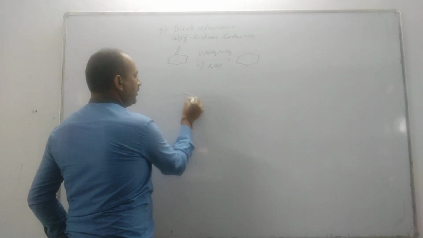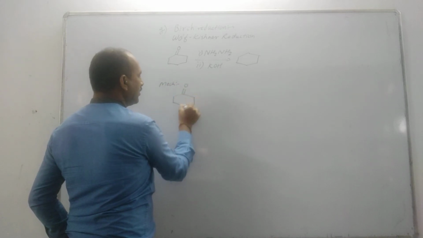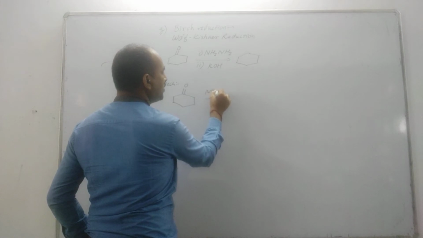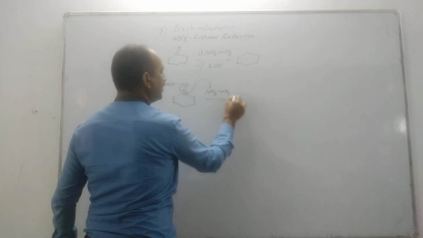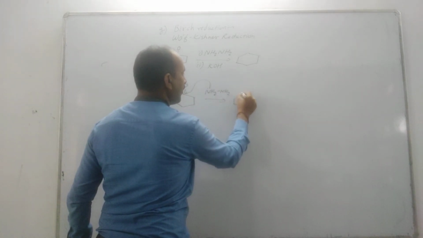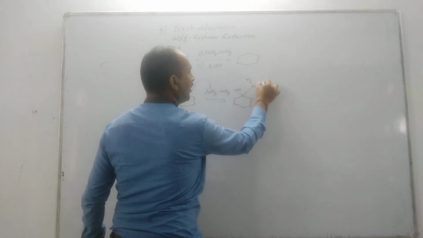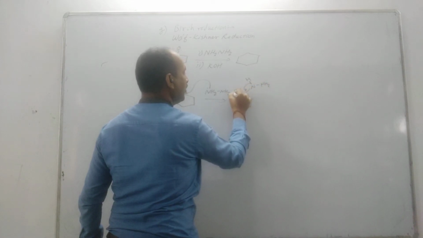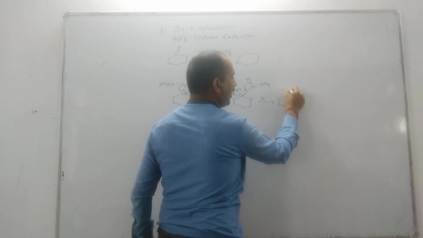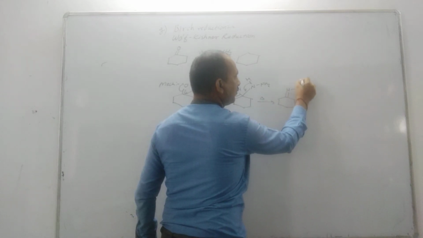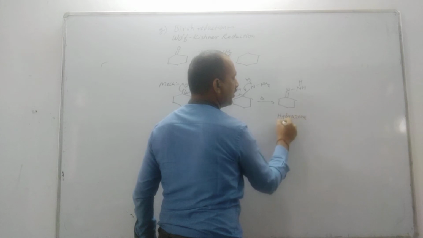So let's see the mechanism of this reaction. Hydrazine NH2 NH2, the lone pair of nitrogen attacks the carbonyl group. There is O minus, it takes the proton from the nitrogen, NH NH2, and here there is loss of a water molecule by heating. It gives the hydrazone derivative.